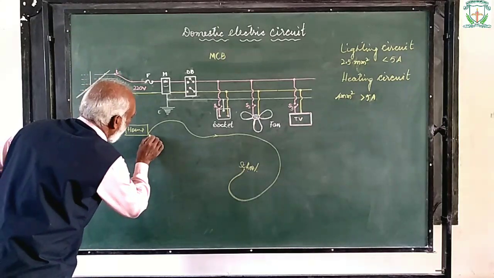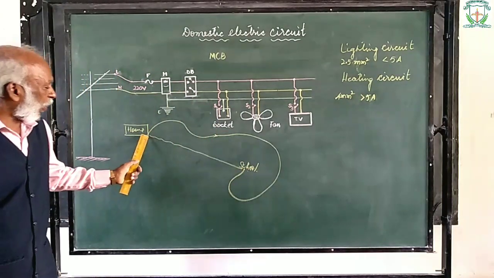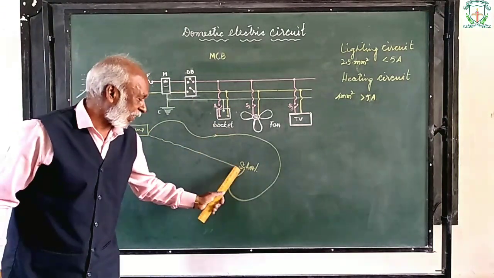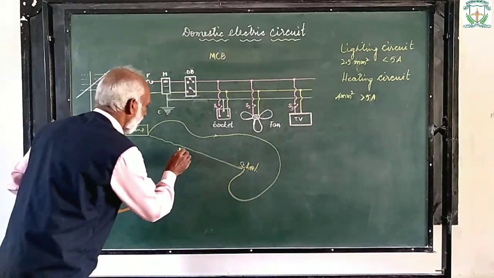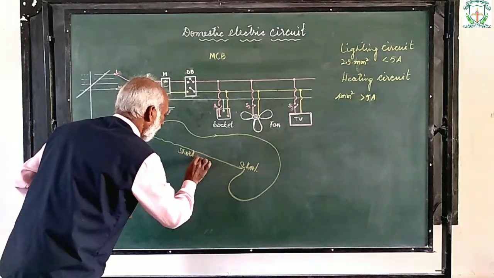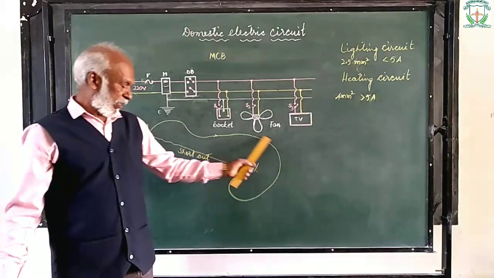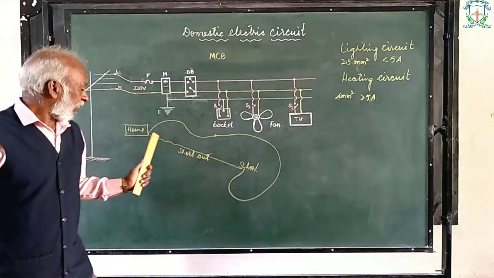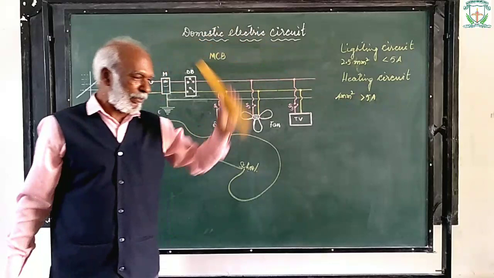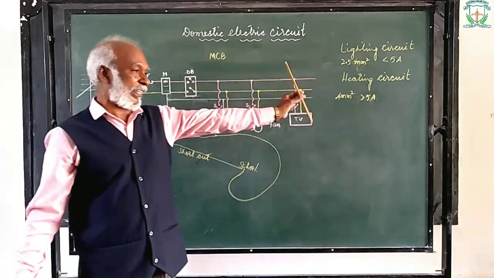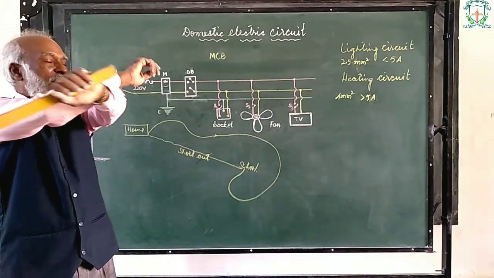I have a shortcut here. No humps, no troubles here. Straight away I can reach. The only thing, the road is a little narrow. This is the shortcut, and this is the normal path. So in the normal path of the circuit, so many devices are connected here. No problem. If the phase and neutral wire come in contact, that is a shortcut.